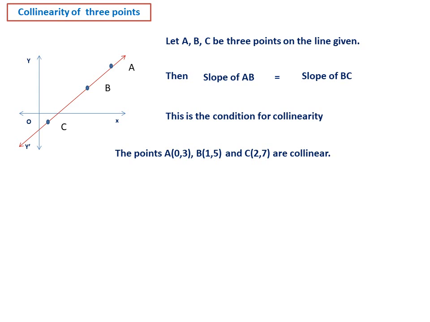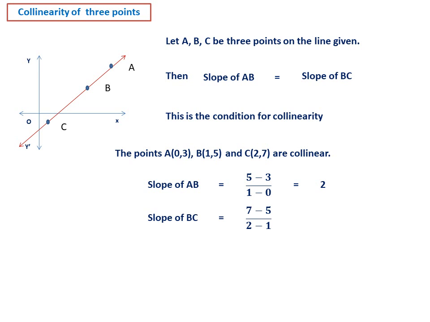The points: A is (0, 3), B is (1, 5), C is (2, 7). They are collinear because first what you can do is find the slope of AB. Slope of AB will be equal to, B coordinate, y coordinate is 5. So 5 minus 3, y2 minus y1 divided by x2 minus x1. B x coordinate is 1, so it is x2. x2 minus x1, 0. So simplify. So this gives you 2.